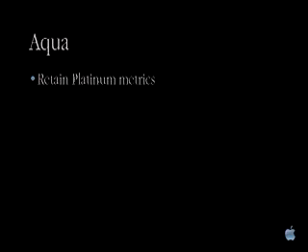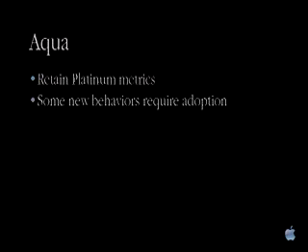So we tried to make Aqua as easy as possible for the developer. And one way we did that is we retained the Platinum metrics. So buttons are the same size, sliders are the same size. We tried to retain the same metrics on all the widgets. There are some places where we've added something where we couldn't just give it to you for free, but we've tried to make it as easy as possible. So Sheets is a good example here. We've added Sheets, and we've added some nice, simple APIs to run your panel as a sheet, but there is some adoption necessary here.